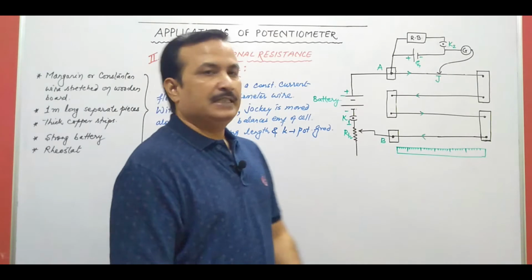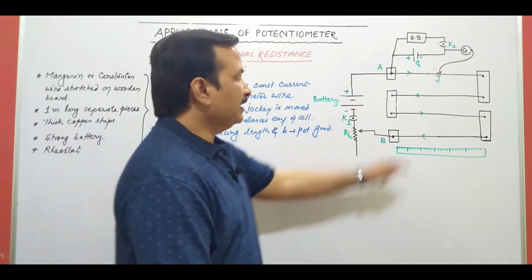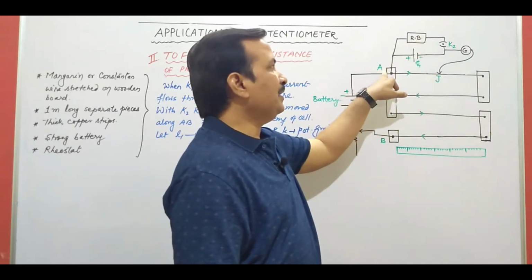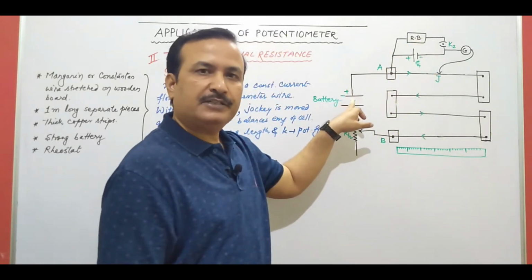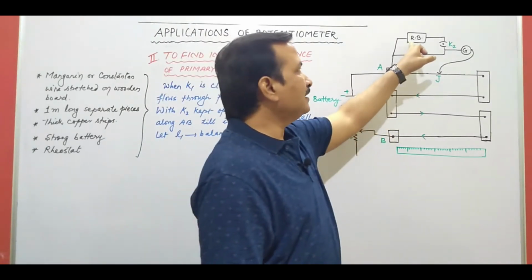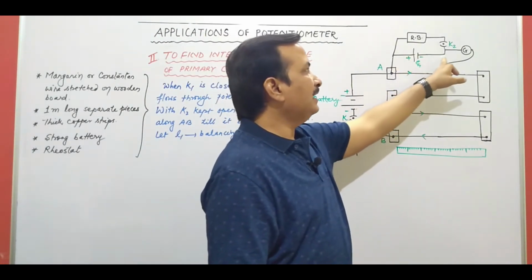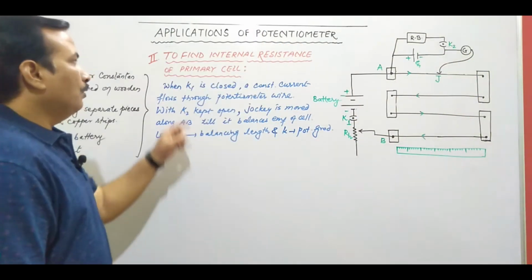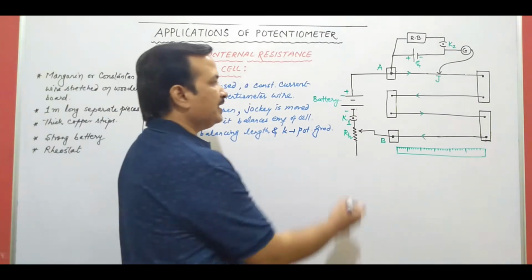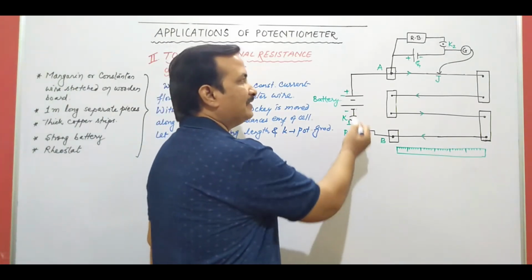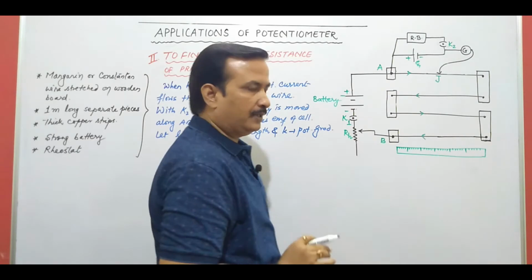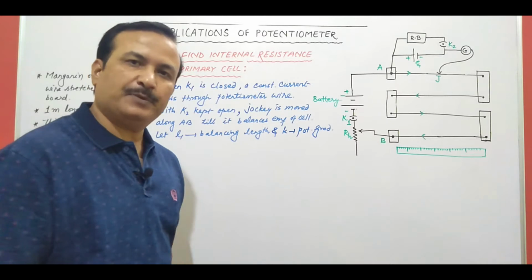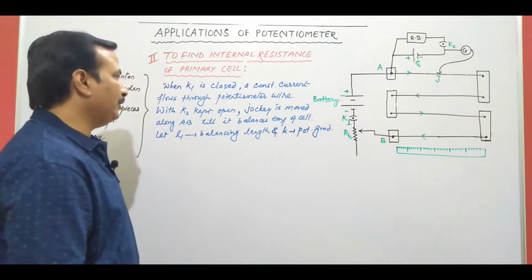of the primary cell, whose internal resistance we have to find out, that is this cell of EMF E connected here with the terminal A, that is the positive terminal of the driving cell. One resistance box is connected to point A and then these two are connected to the galvanometer along with the jockey. When K1 is closed, that means the circuit is on now. Current will start flowing, right? A constant current will flow through the potentiometer wire. This is again the principle of potentiometer, that a constant current should be flowing through it.